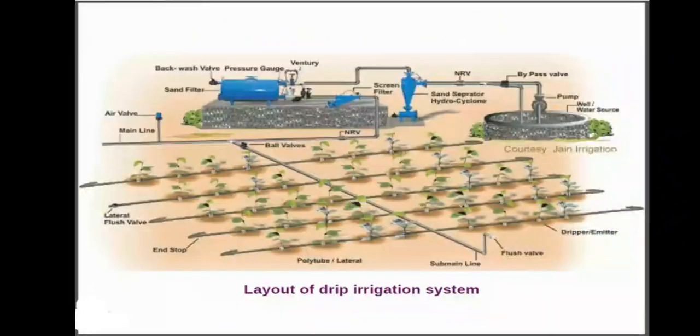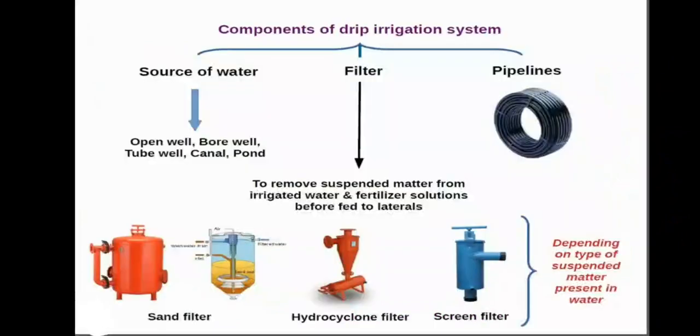This is the layout of the drip irrigation system. We will see one by one what the constituents of drip irrigation are. These are the components of the drip irrigation system. There are 5 sources of water: we can use an open well, bore well, tube well, canal and pond as a source of water.